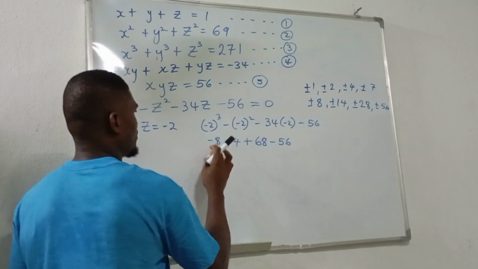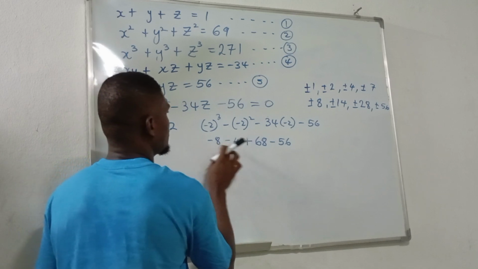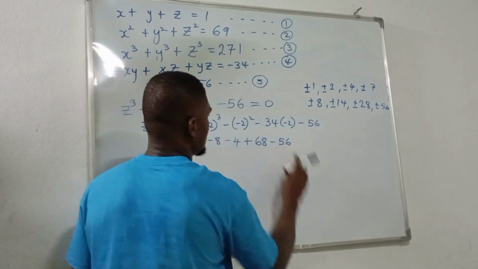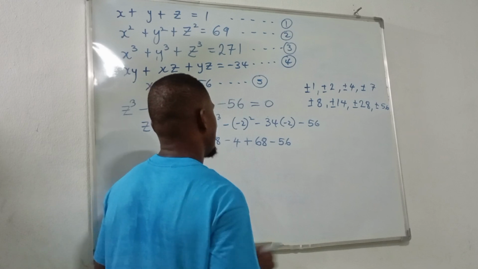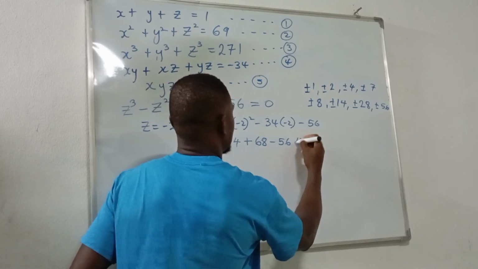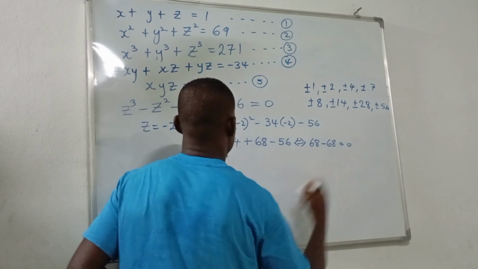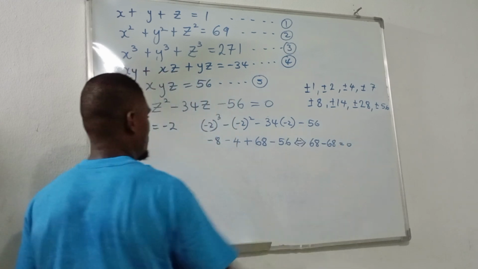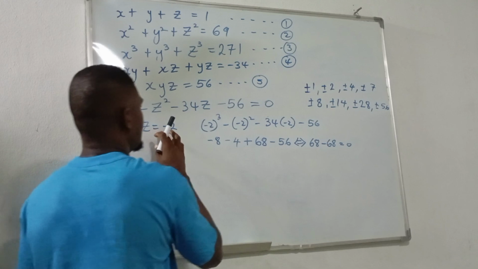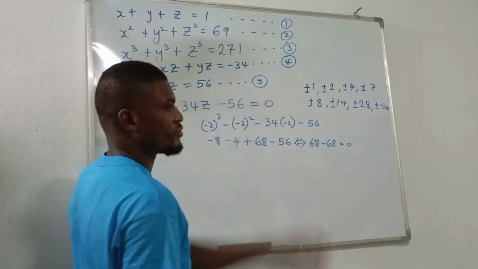All right, so let's calculate the negativity here. This and this is going to give you negative 12, and this is going to give you negative 68. So this is going to be the same thing as 68 minus 68, and that's 0. So with this, we confirm that z equal to minus 2 is the solution to this equation.